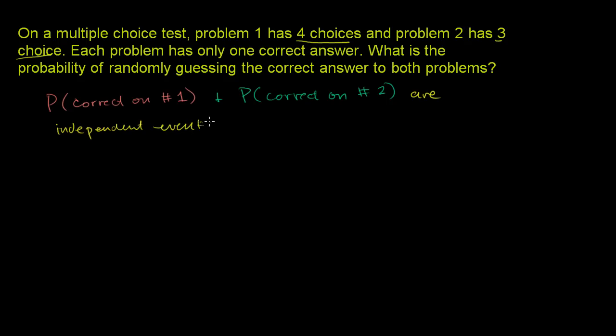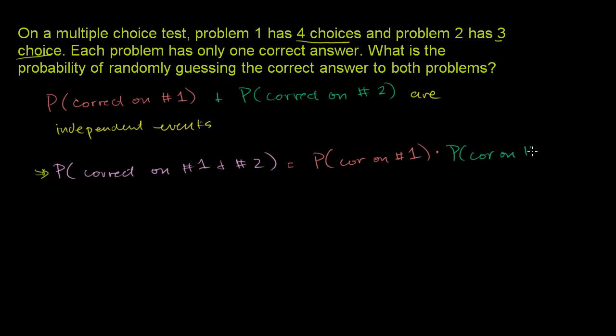So the probability of guessing correct on both number 1 and number 2 is going to be equal to the product of these probabilities. And we're going to see why that is visually in a second. But it's going to be the probability of correct on number 1 times the probability of being correct on number 2. Now, what are each of these probabilities?